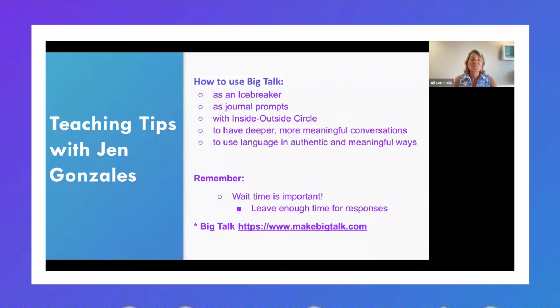So remember, as a teacher, to give sufficient wait time. This is really important for Big Talk, because oftentimes, as Jen pointed out, when we have to think of these big questions that we might even not take so much time to think about in our first language, how much longer it might take to think about your answers in another language. So please leave enough time for your student responses. Again, giving them time to write first often facilitates this wait time.